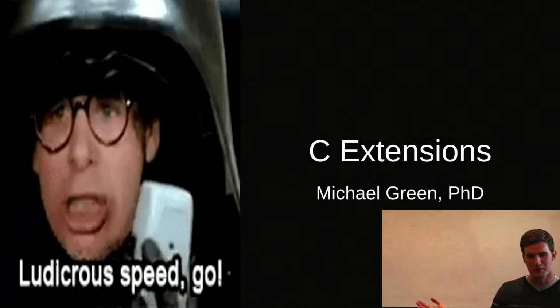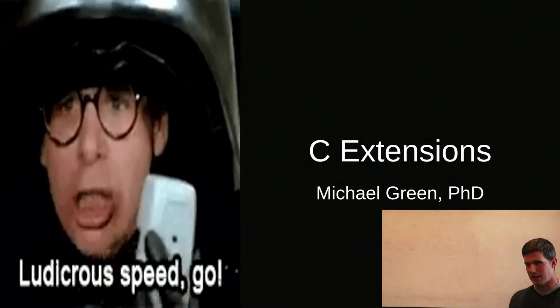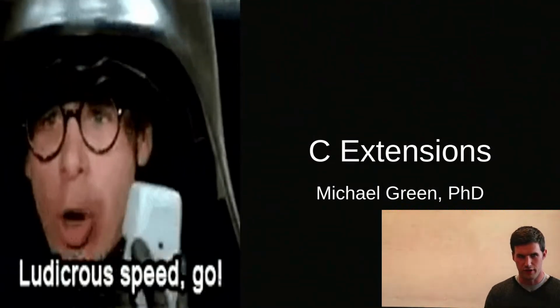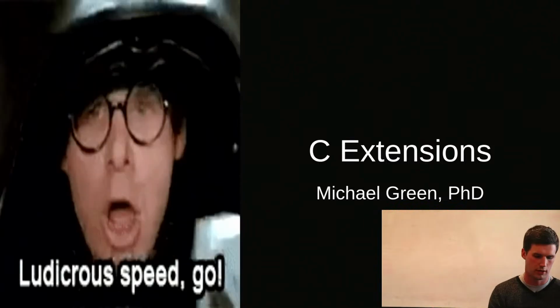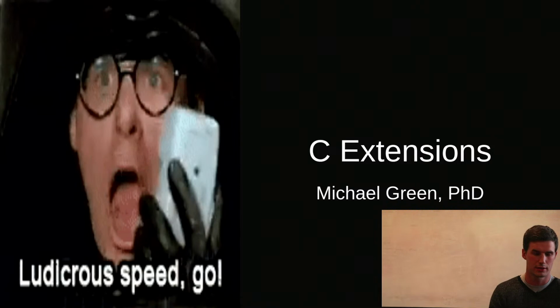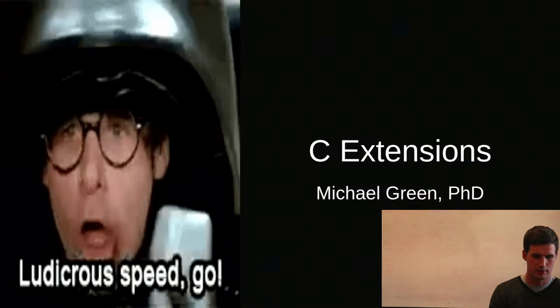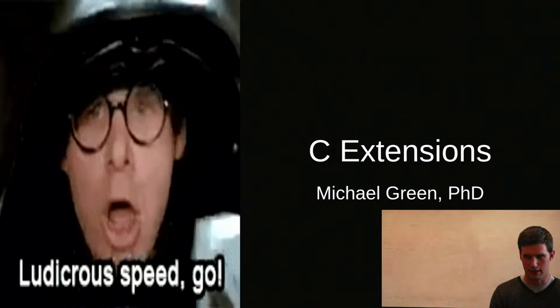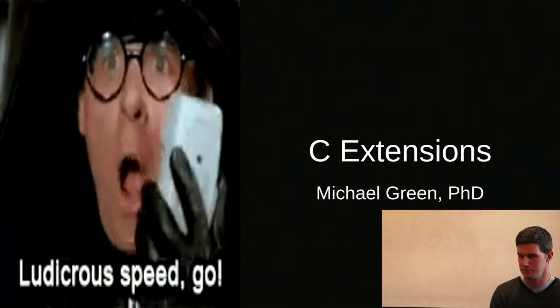All right, so as I was saying, my name is Michael. I'm a software developer based out of Coeur d'Alene, Idaho. Always loved coming over here to Spokane and hanging out with the Washingtonians. And this talk is going to be on C extensions. The basic idea is that C extensions allow your Python code to go ludicrous speed.